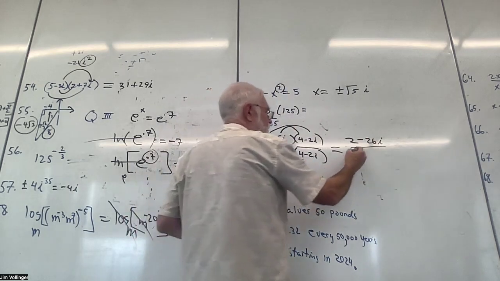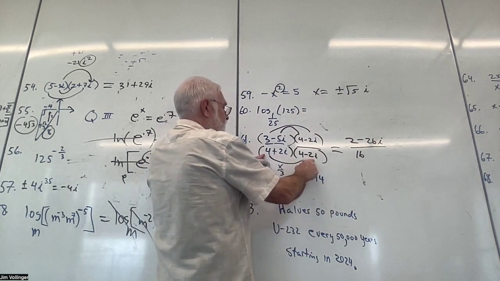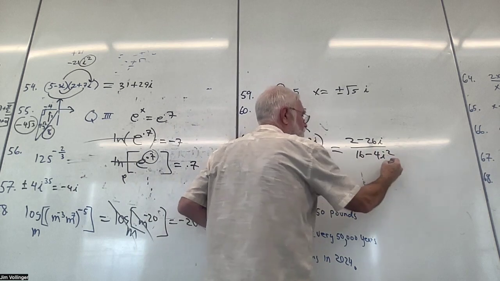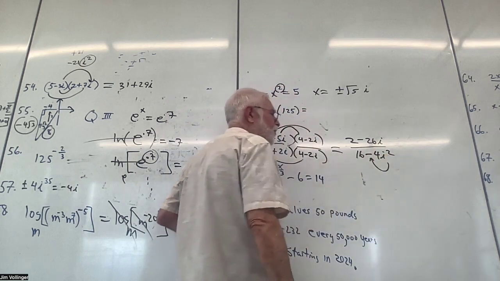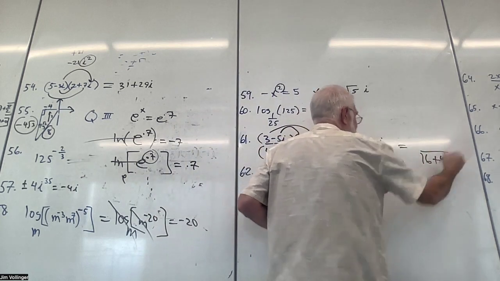4 times 4 is 16. The middle terms cancel. 8i minus 8i cancels. And I get -4i squared. What did we say i squared does to -4? It makes it +4. There's your 20.